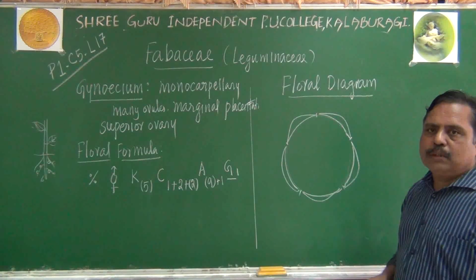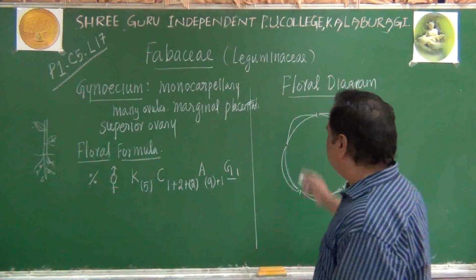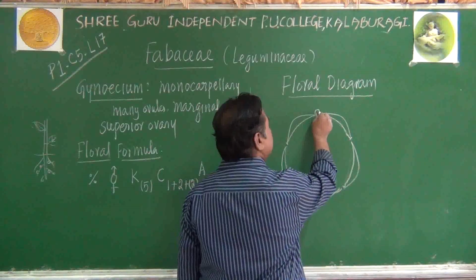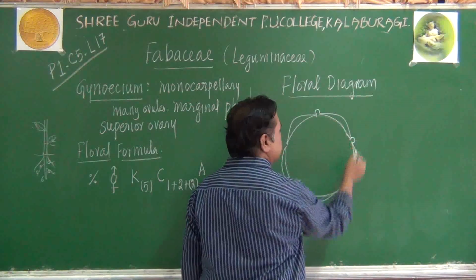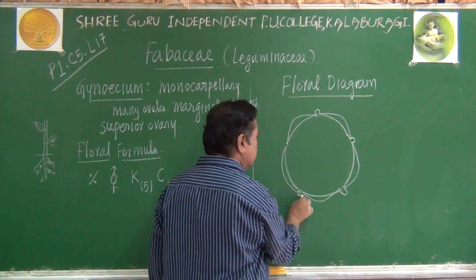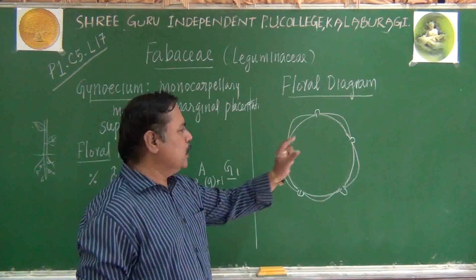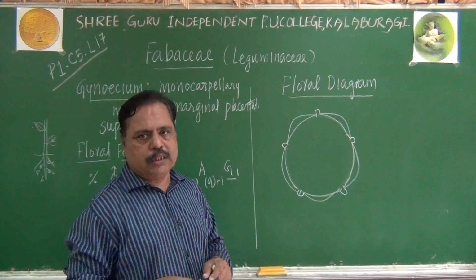They are gamosepalous, we have seen. Gamosepalous means sepals are united. So we have to put a connection here between them. This indicates they are united sepals here. Do you get this point? That is regarding sepal gamosepalous.